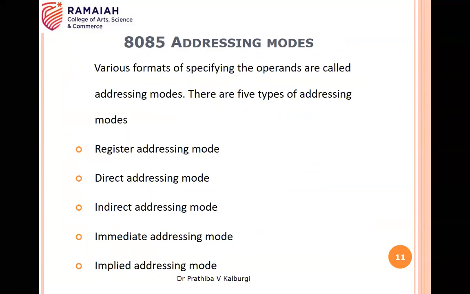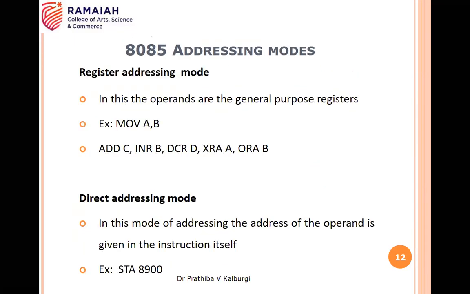One is your register addressing mode. Then you have your direct addressing mode. Third is your indirect addressing mode. And the fourth is immediate addressing mode. Fifth will be your implied addressing mode. Now, what do you mean by the register addressing mode?